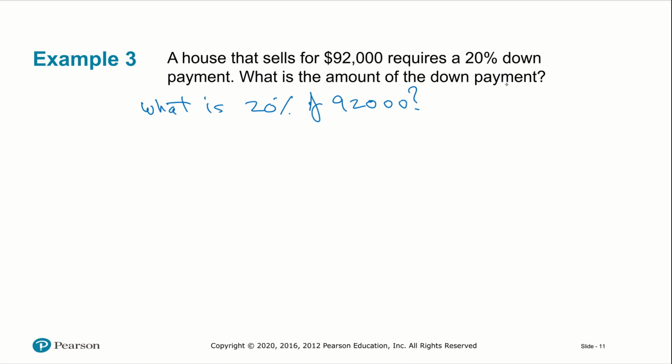So what is becomes x equals, 20% is 20 over 100. Of in mathematics means times, and then 92,000. That's it. So just simplify that. Now I notice that 100 goes into itself once, into 92,000 920 times. So now all we need to do to find the value is multiply 20 by 920. All right, so let's do that.